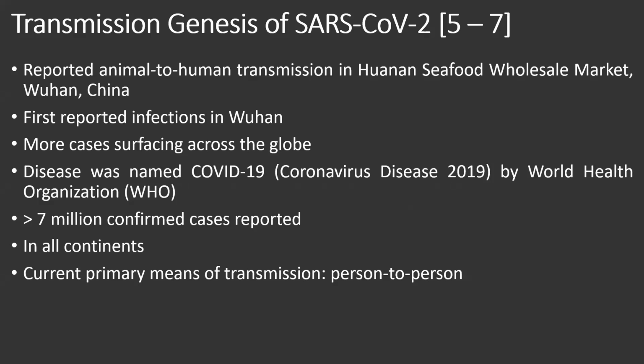So it rapidly spread, and this resulted in an epidemic throughout China, followed by an increasing number of cases in other countries and continents worldwide. The World Health Organization, or WHO, named the disease COVID-19 in February 2020, which, as we all know, stands for Coronavirus Disease 2019. And globally, more than 7 million confirmed cases of COVID-19 have been reported. As of now, cases have been reported in all continents except Antarctica, just so we are clear on that. And as the outbreak progressed, person-to-person spread became the primary means of transmission from the initial association to live animals.